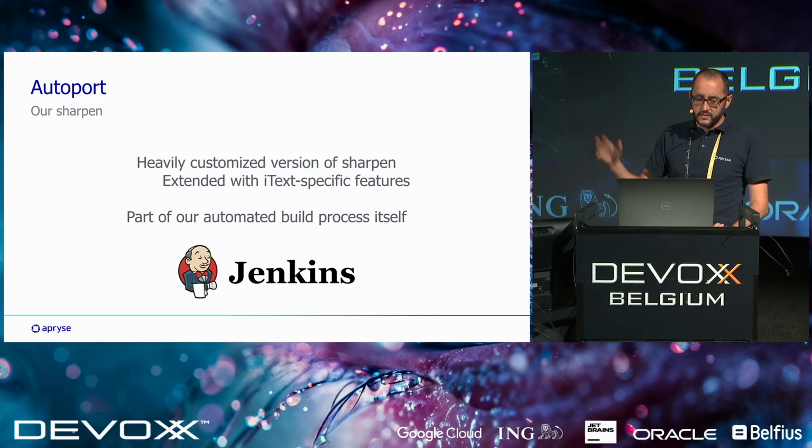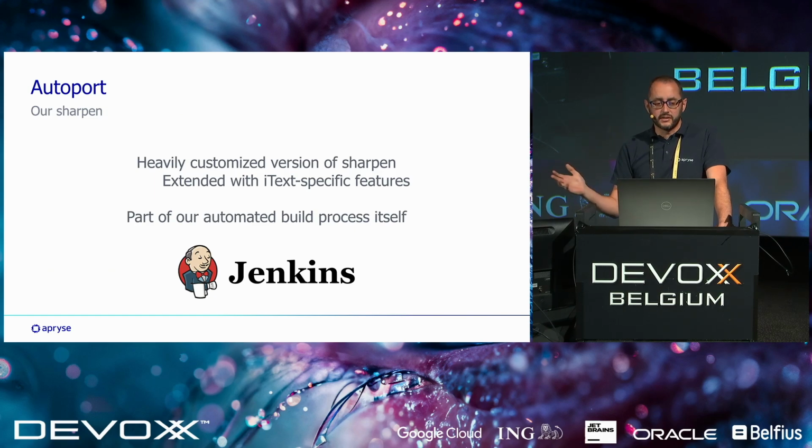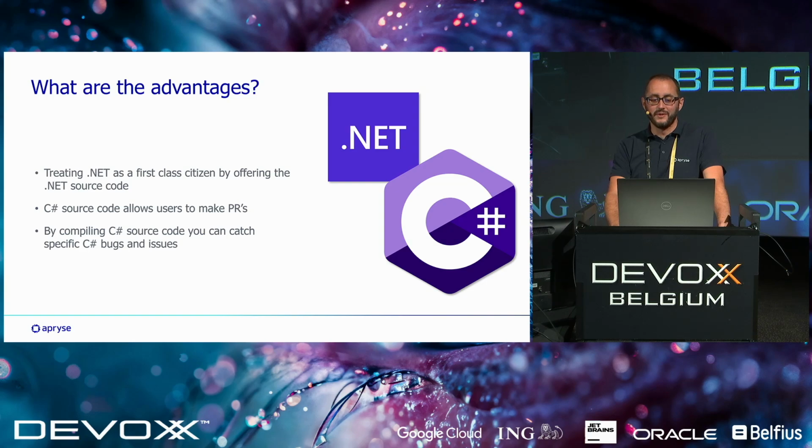So to summarize, Autoport is our Sharpen. It's a heavily customized version of Sharpen, and we extended it with specific features. And it's part of our automated build itself. So we use Jenkins. There's a whole pipeline that our QA engineers build so that we can easily run it, and then curse at them when everything is failing.